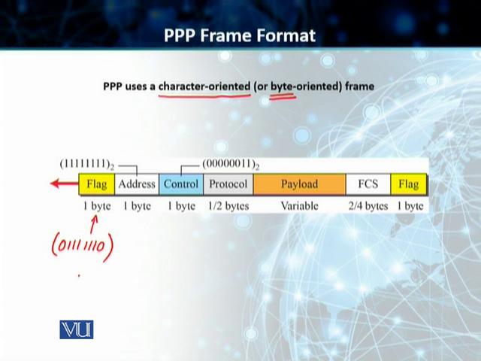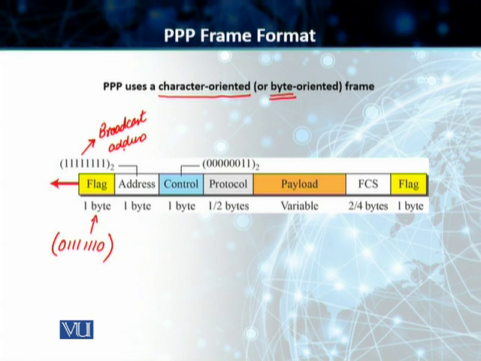Students, then you've got the address field. The address field in point-to-point protocol is normally constant and it is set to all ones, and this is your broadcast address. So point-to-point protocol uses broadcast frames.